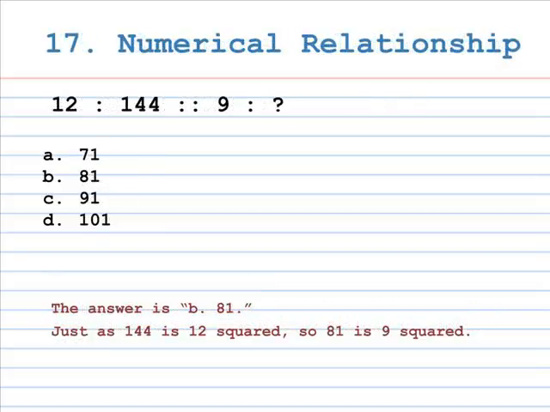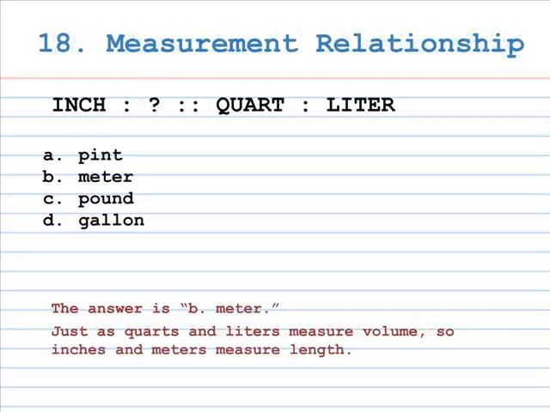17. Numerical relationship. 12 is to 144 as 9 is to: A, 71; B, 81; C, 91; D, 101. The answer is B, 81, just as 144 is 12 squared, so 81 is 9 squared.